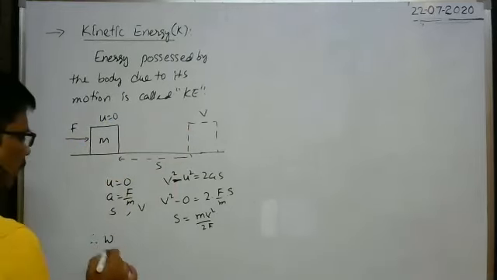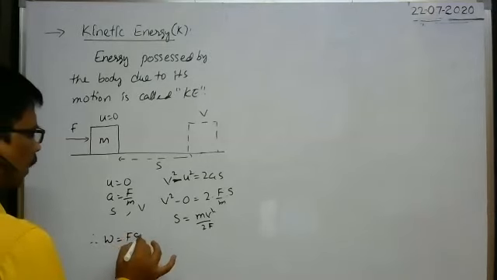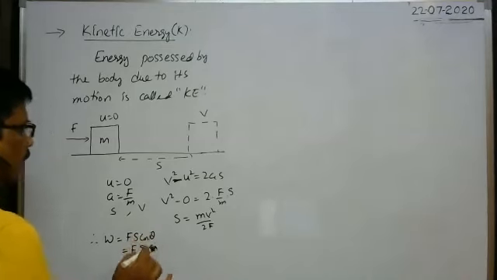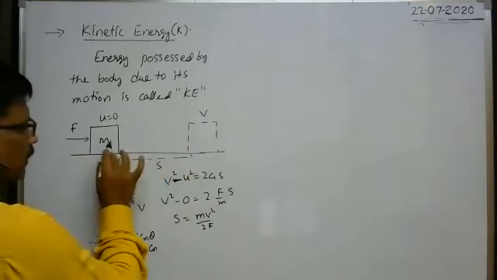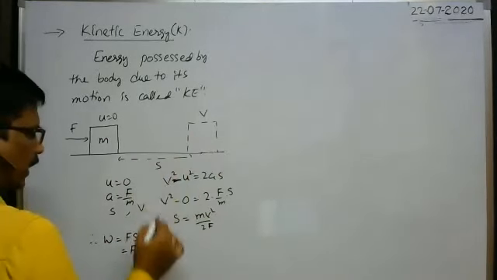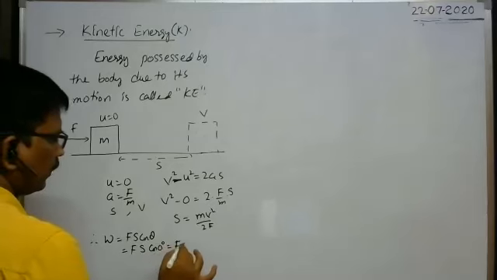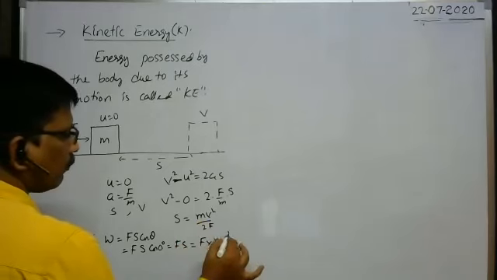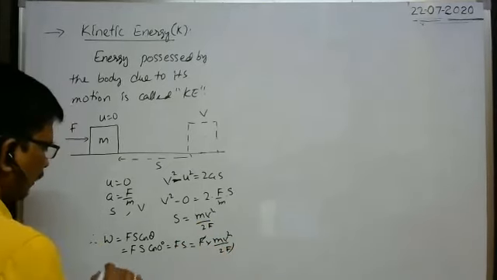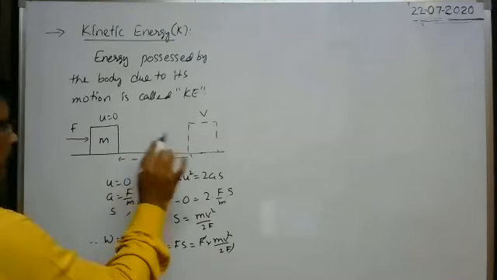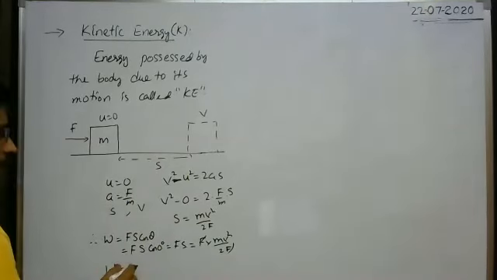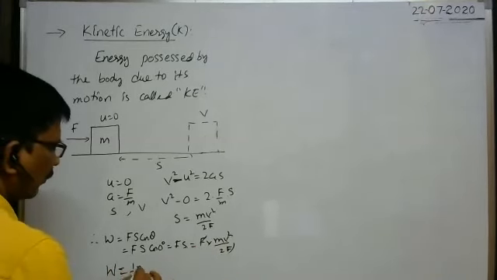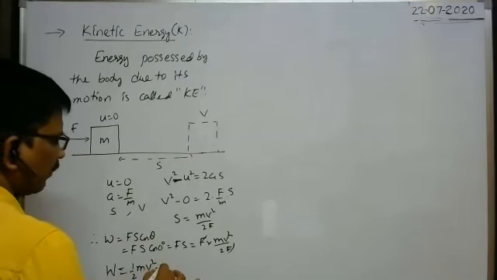Therefore, what is the work done by the applied force? Work done is equal to F s cos theta. Here the applied force is in this direction and the displacement is also in the same direction, so theta is 0, cos 0 is 1. That is equal to F into s, which is F into m v square by 2F. F cancels. Therefore, work done by the applied force on the body is W equal to m v square by 2, or half m v square. This is equal to the kinetic energy of the body.